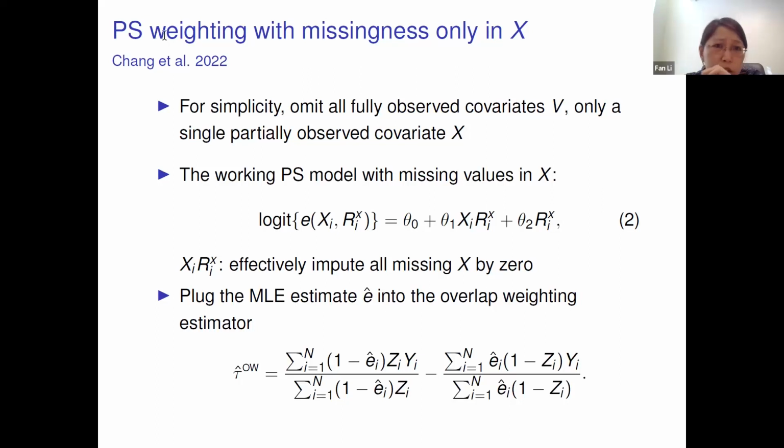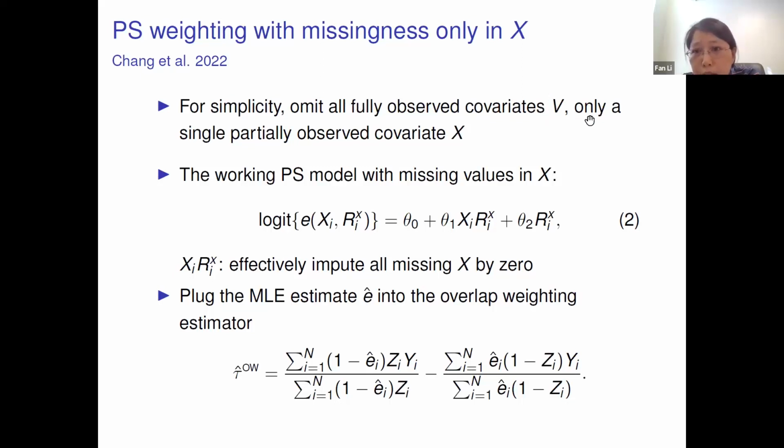To answer one of the first questions, we started to work on PS weighting with missingness only in X. Again, I want to focus on PS weighting. And again, for simplicity, let's just omit all the fully observed covariates.